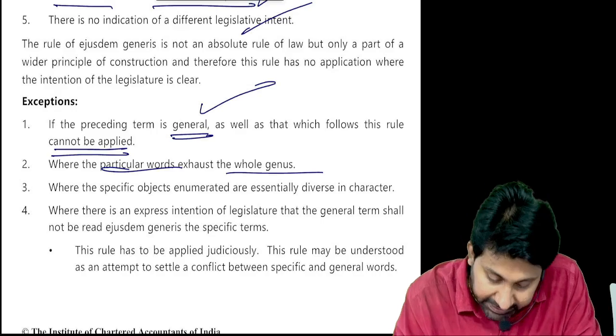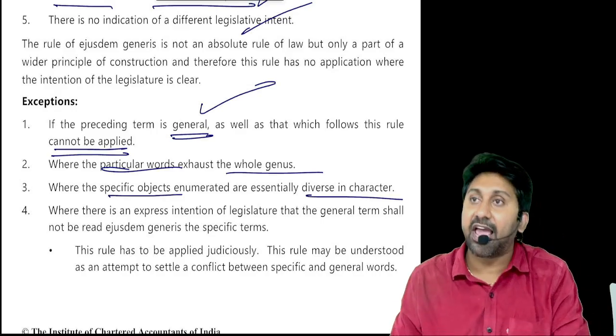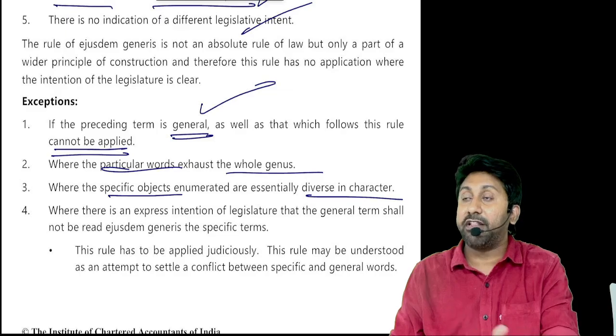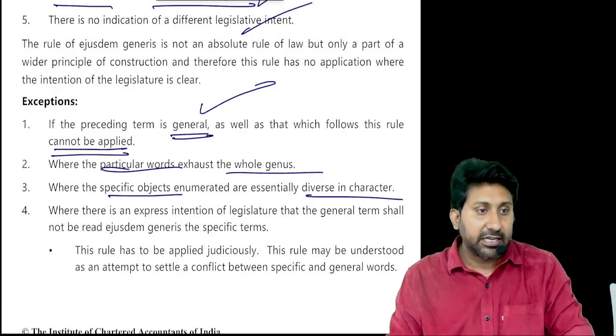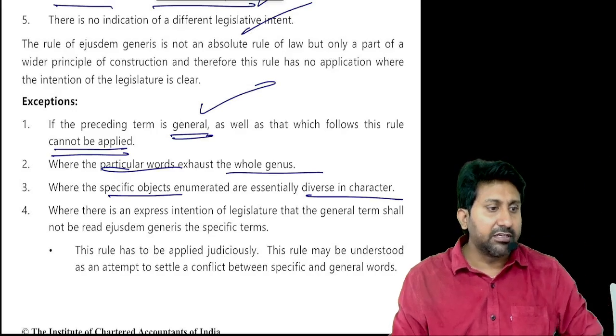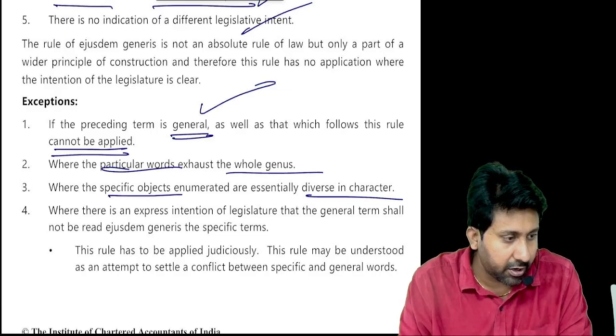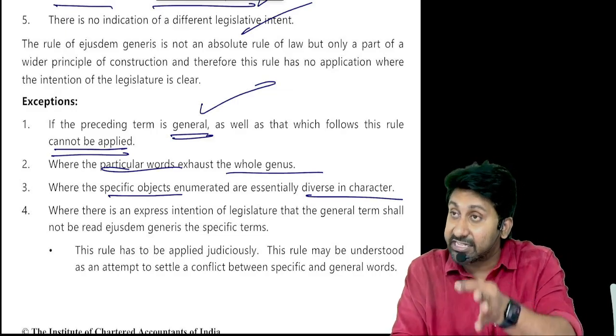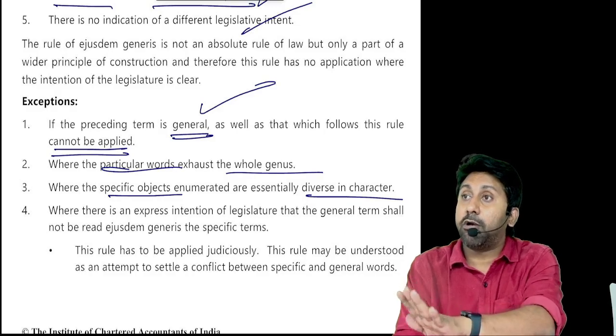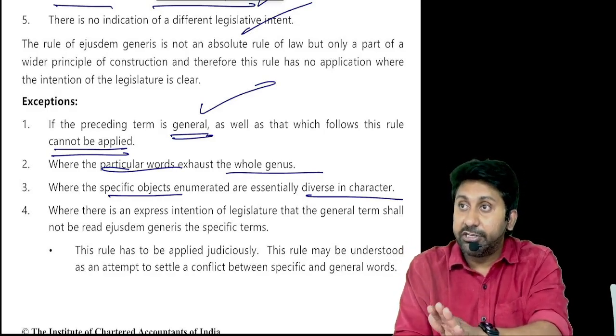Next, specific words are diverse in character. Now the problem is not with the general. Specific words, they used irrelevant 3-4 words and used etc. Then also it will not give the same meaning. Are you understanding the point or not? Or law intentionally says that etc. should not be given ejusdem generis. It should be given this meaning.